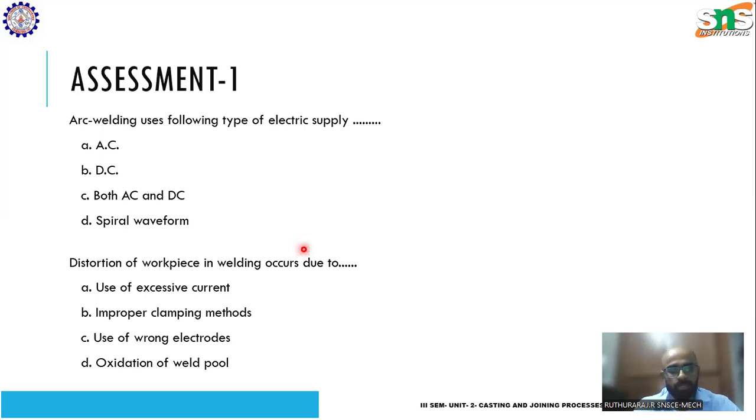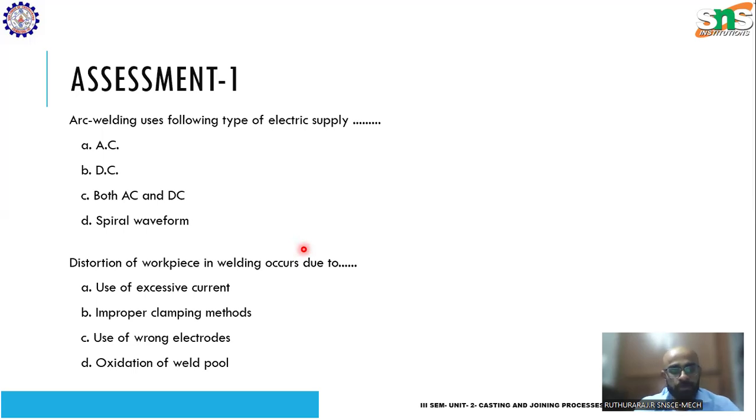So now we'll see a little bit of assessment. What type of electric current is used? It's either AC, DC, or both AC and DC. The answer is that both AC as well as DC current can be used.